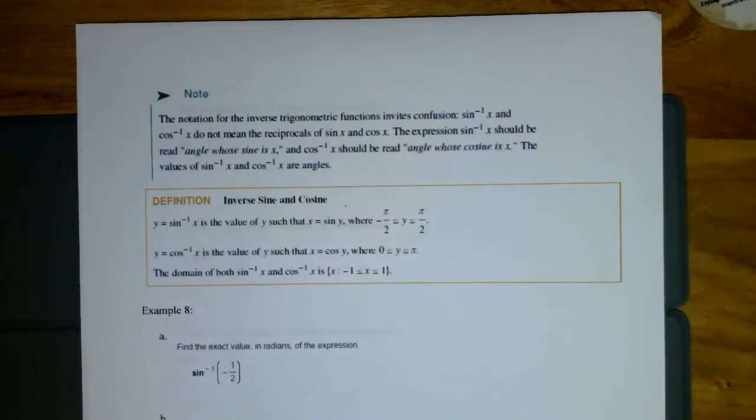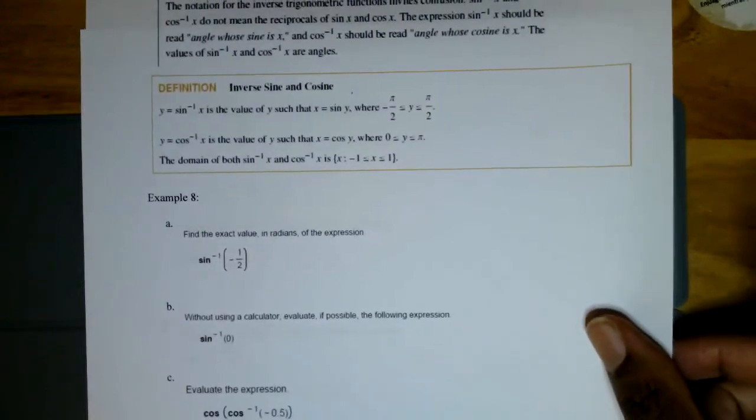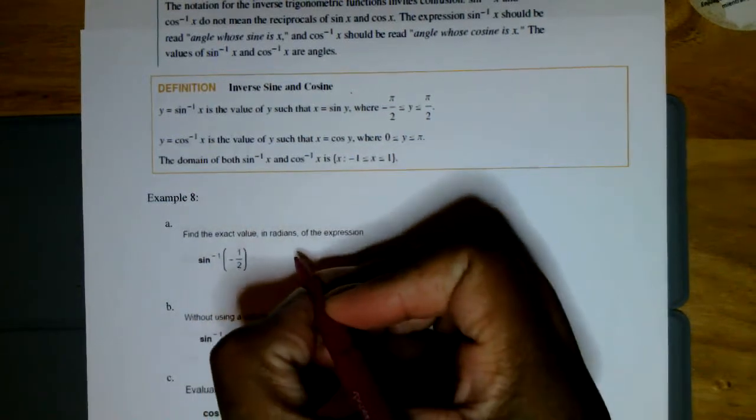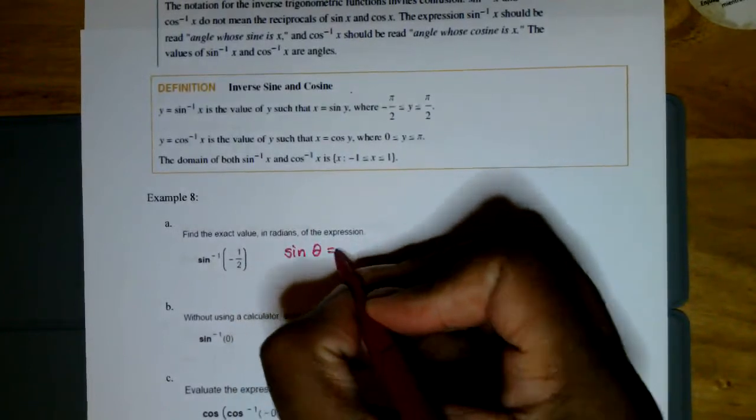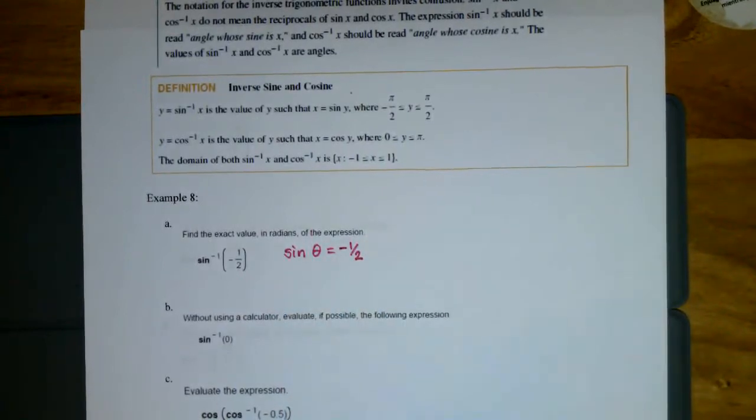And now let's go into some examples, like example 8 in your handout. It says here, we want to find the exact value in radians of the expression, the inverse sine of negative 1/2. And what that really means here is this. We're trying to find some angle, which I'm going to call theta, such that the sine of theta must equal negative 1/2.